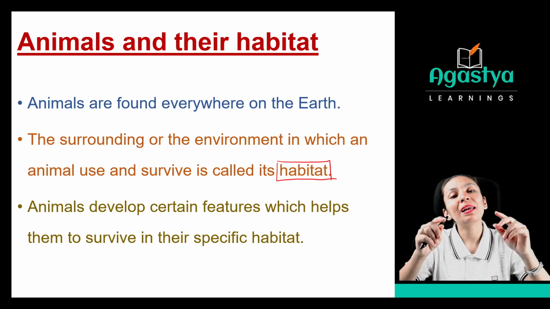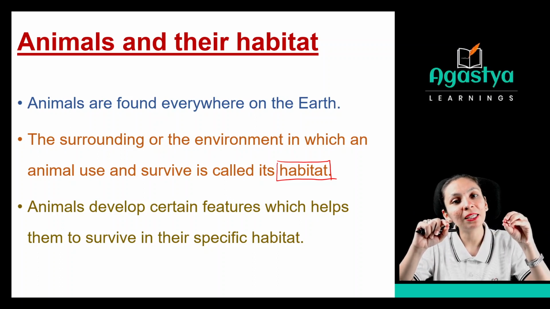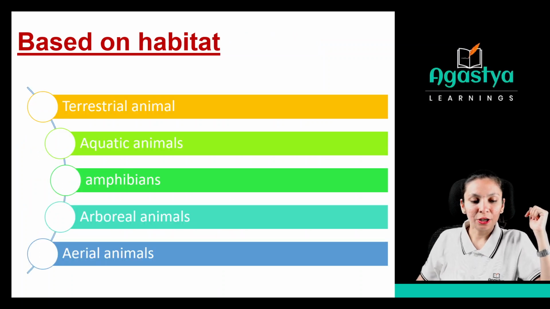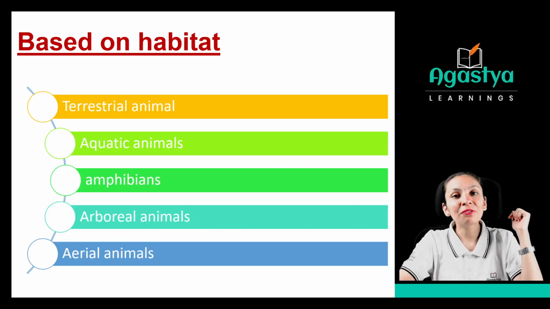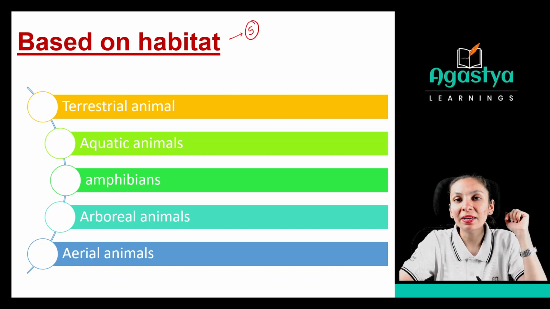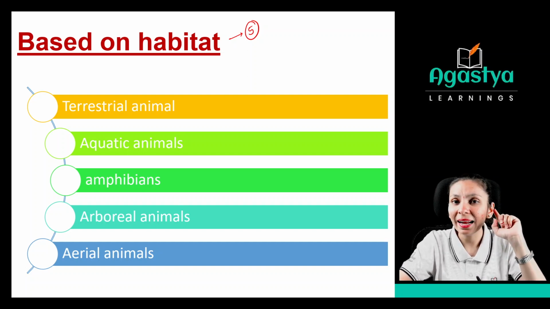So every animal has to do some kind of adaptation, right? To survive in that particular area, to use their habitat, right? So they are developing certain features. So based on this habitat, we normally have five types of animals. How many types of animals are there? Five types of animals based on their habitat.